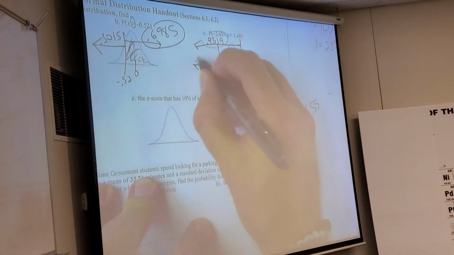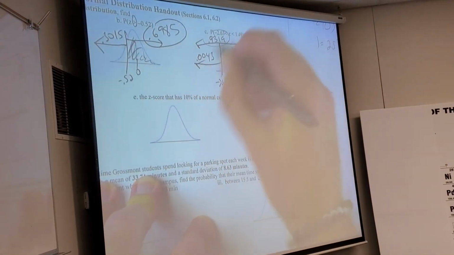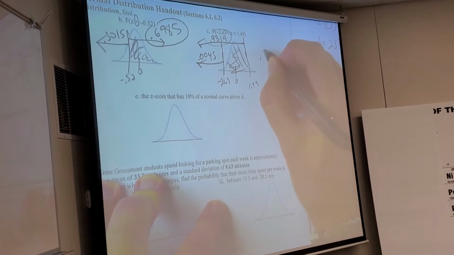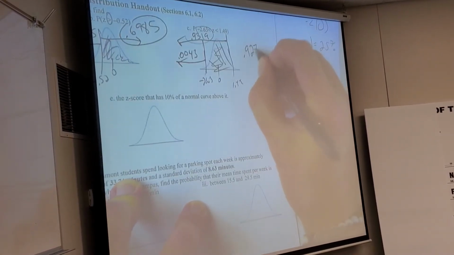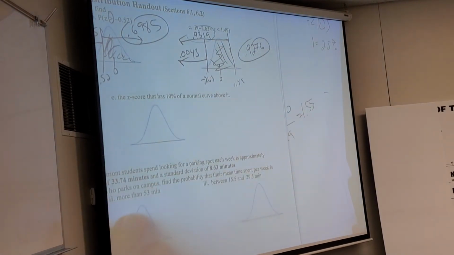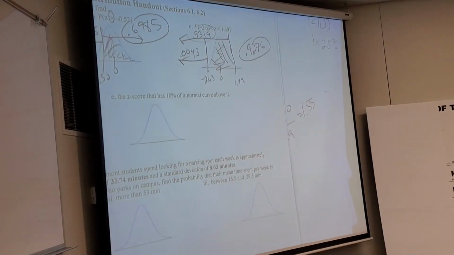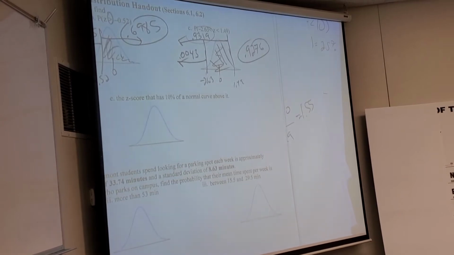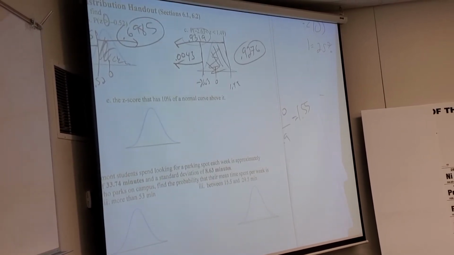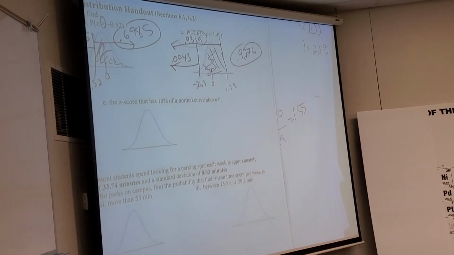0.0043. So when you subtract those, you should get the answer, 0.9276. No shortcut for that. So if I want greater than, I'm going to have to do 1 minus. If I want between two values, then I'm going to have to subtract two areas to get that middle value.